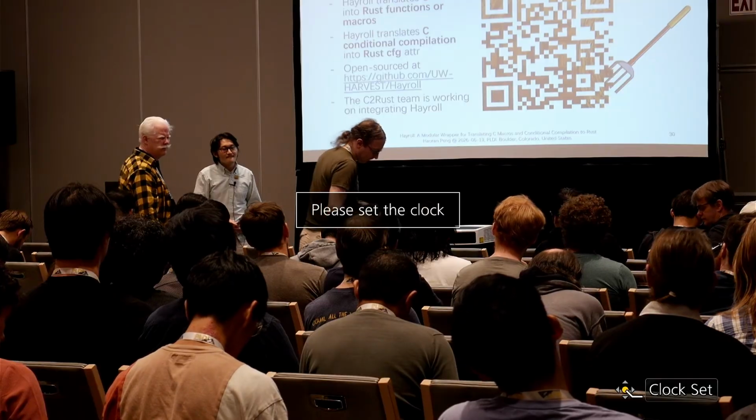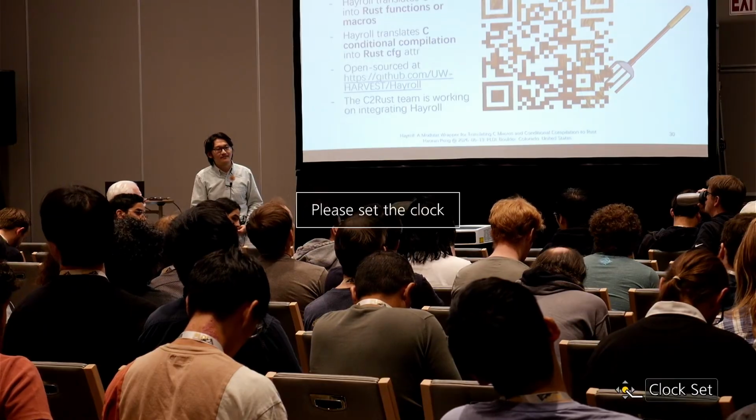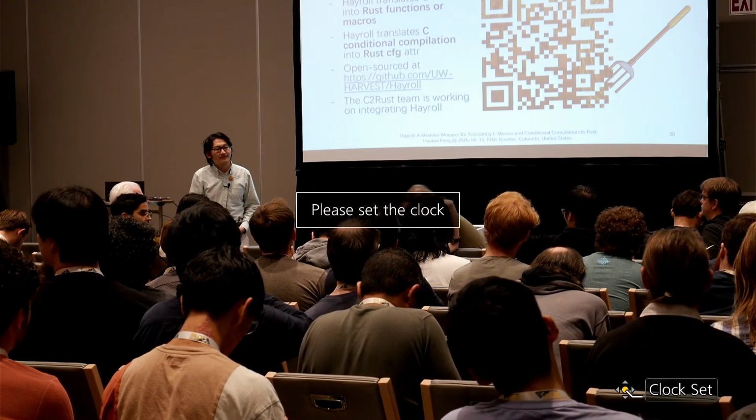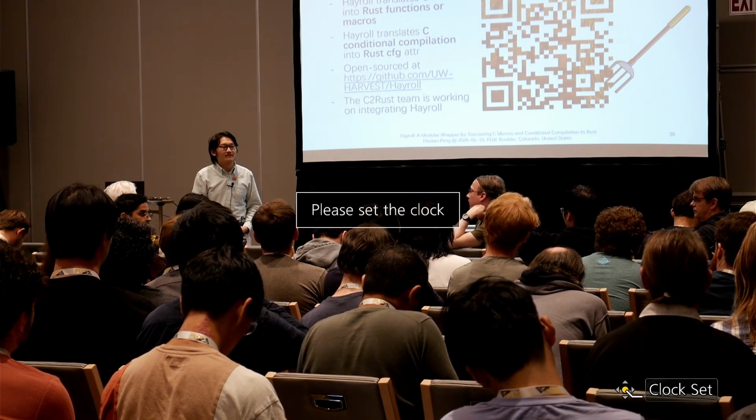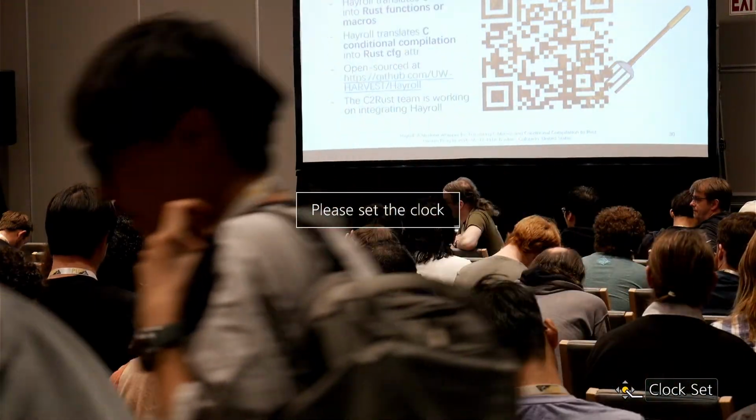Hi, thanks for the talk. How do you ensure that the behavior of things like feature 1 and feature 2 are actually disjoint and not influencing each other? Is that part of the symbolic executor? Yes, that's part of the symbolic executor.